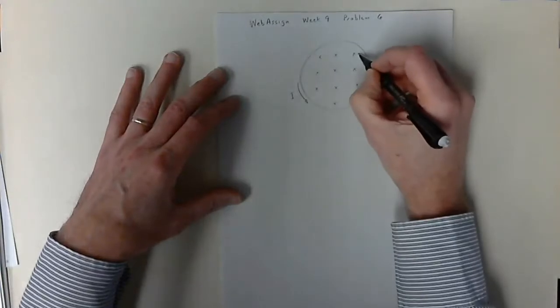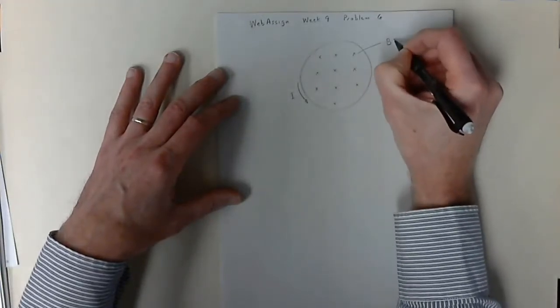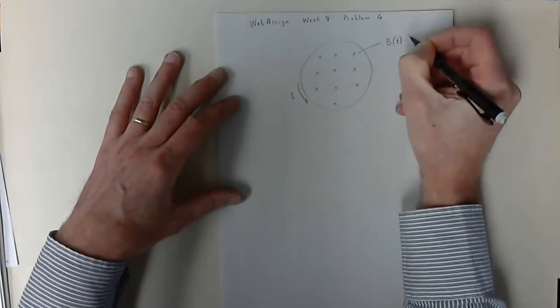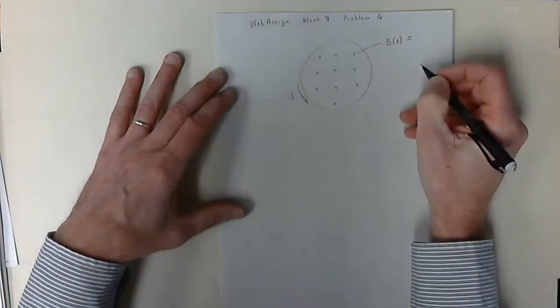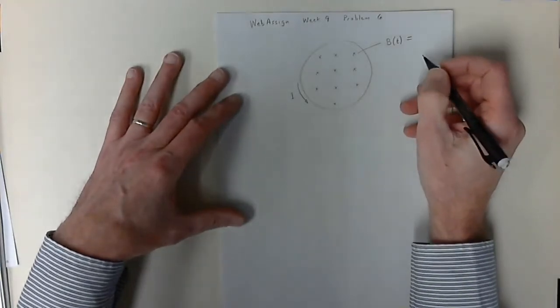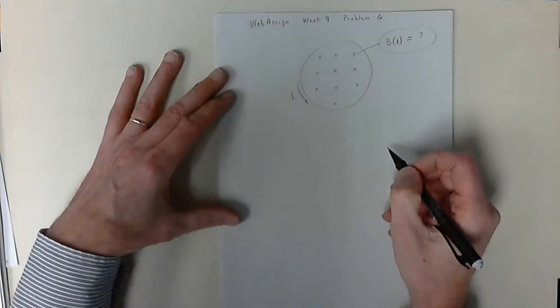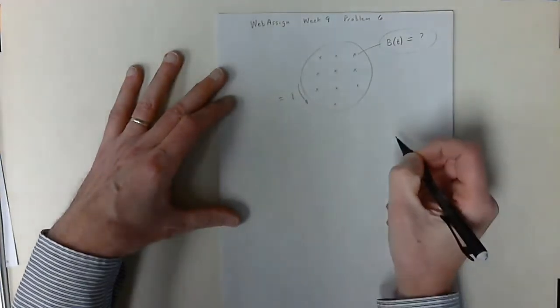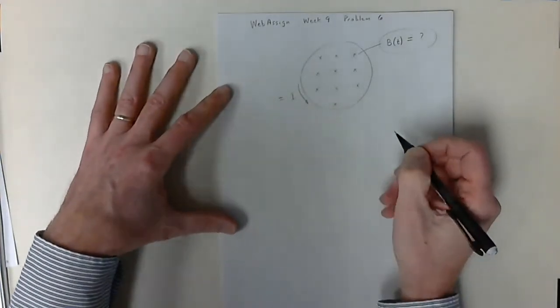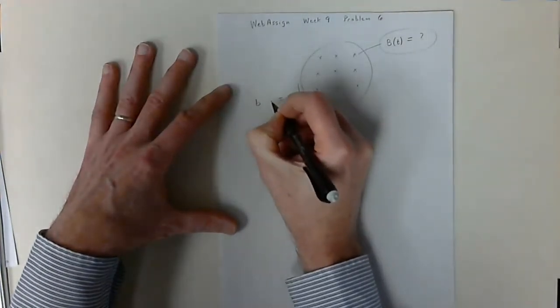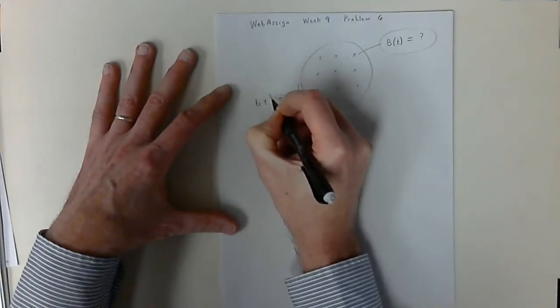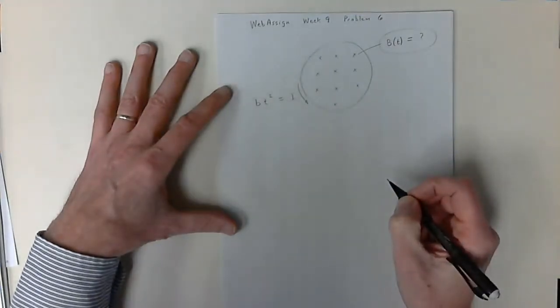So what we're trying to do is get the function that describes the B field and how it's changing with time. So that's what we're seeking. What we're told is that the current is varying according to this formula bt squared, where b is some constant.